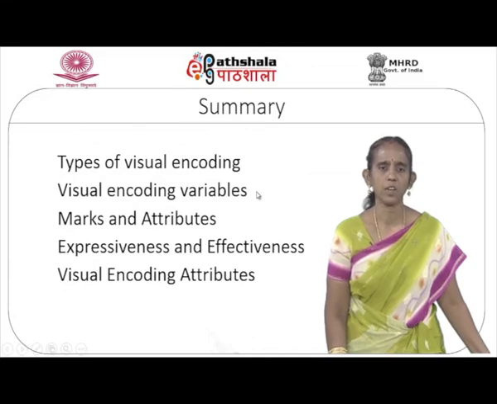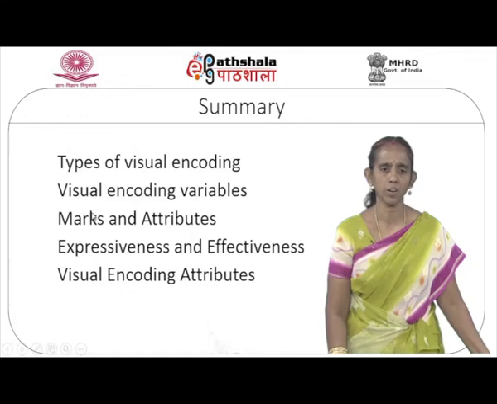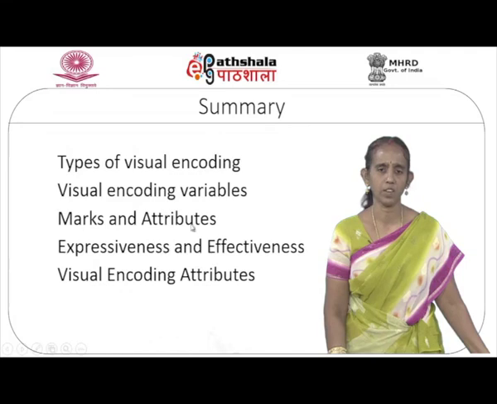So in summary, we have looked at the various types of visual encoding techniques. We have looked at the various visual encoding variables. We have also looked at the various kinds of marks and the attributes associated with the marks. And finally, we have looked at the expressiveness and effectiveness that are applied to the visual. We also saw the various visual encoding attributes that can be applied to the visual.